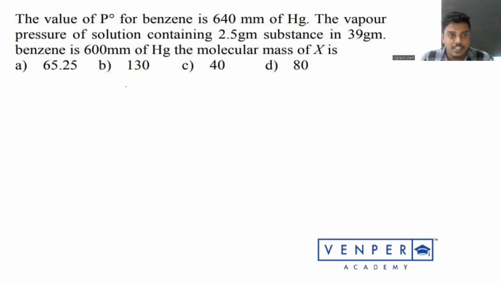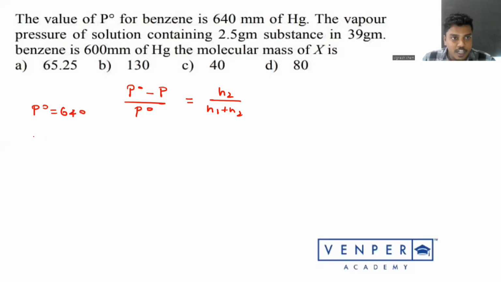Please note, this is the relative lowering of vapor pressure. What is the formula? (P naught minus P) by P naught is equal to the mole fraction of solute, that is N2 by (N1 plus N2). Now, what is the P naught value? Please note, the P naught value is about 640. What is the P value?